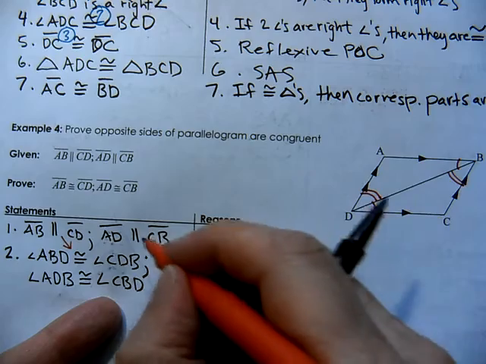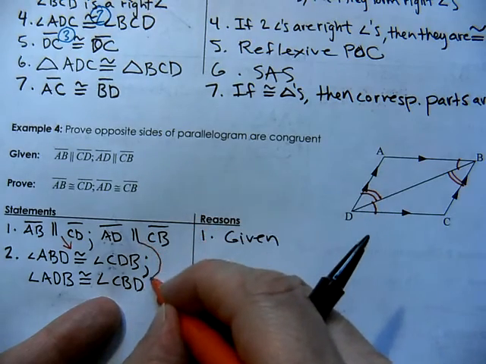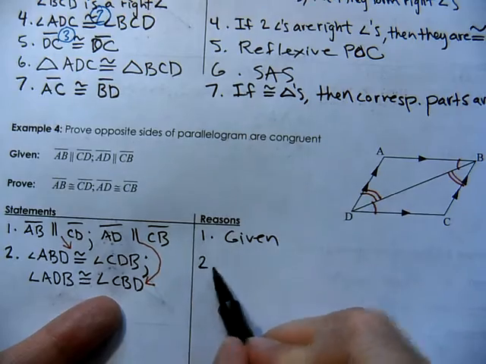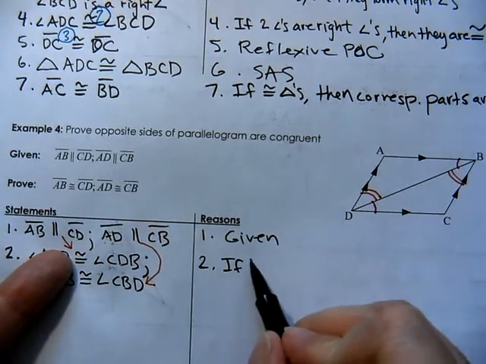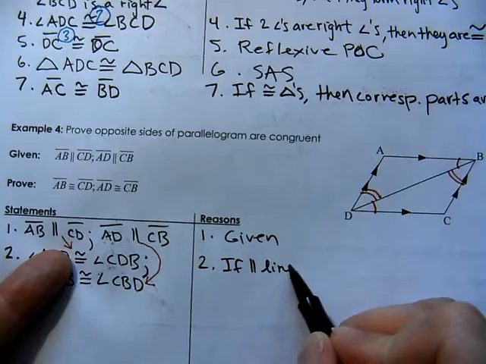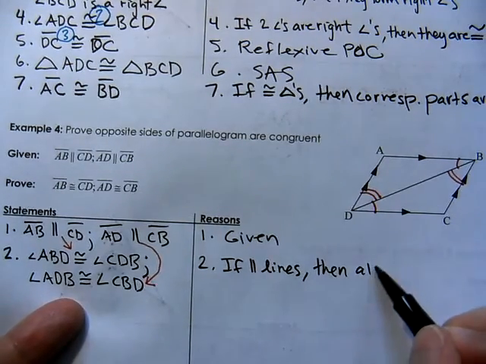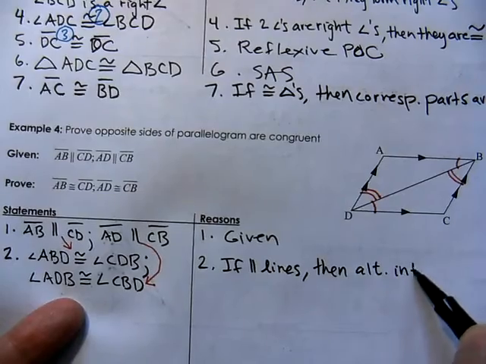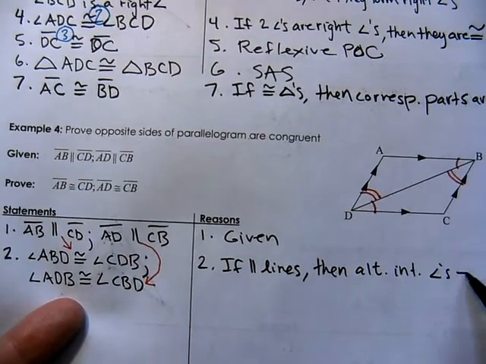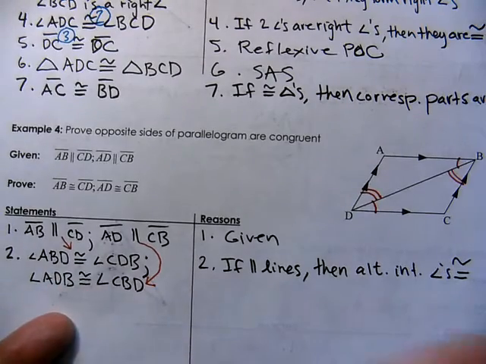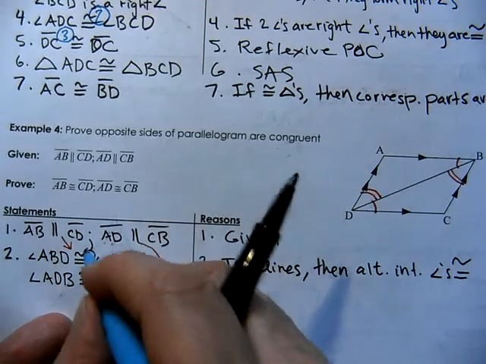And again, we know those are congruent angles because of the parallel lines on the left and the right side. So our if-then statement is, if parallel lines, then alternate interior angles are congruent. Now you can see here on line 2 we got 2 pairs of congruent parts.